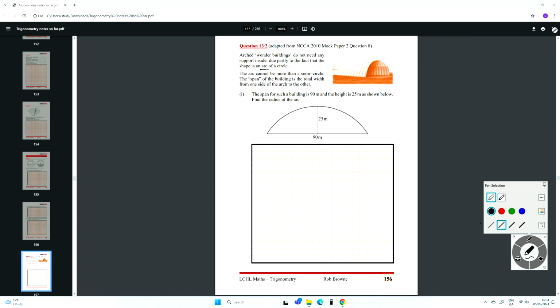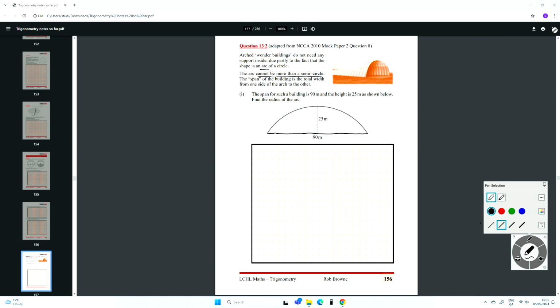It says the arc cannot be more than a semicircle. Okay, so the arc can't be more than a semicircle. And the span of the building is the total width from one side to the other. So in this case, this diagram here, that's the span. It's that distance across there from one side to the other. The span of this one here is 90.